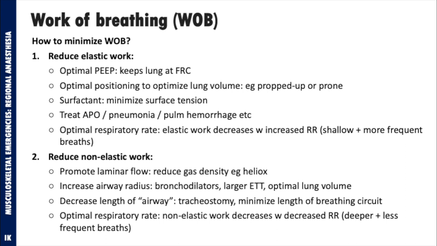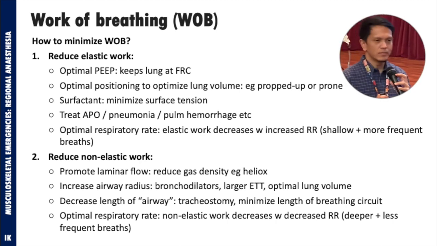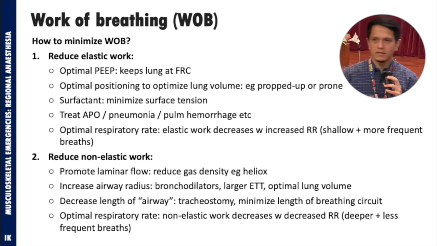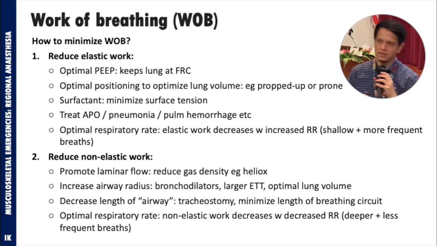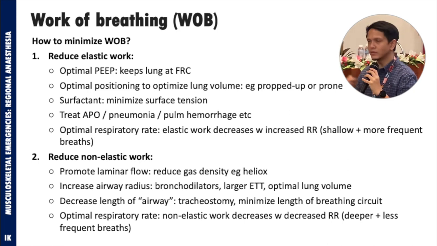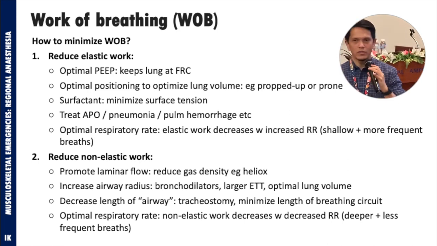You have to optimize respiratory rate. So remember that elastic work decreases with increased respiratory rate. That's why patients with lung fibrosis, you see they'll breathe more frequently but more shallow. So their respiratory rate is high, tidal volume is small, because they want to reduce the elastic work. And the opposite happens in COPD and asthma. They try to breathe large tidal volume, smaller rate.